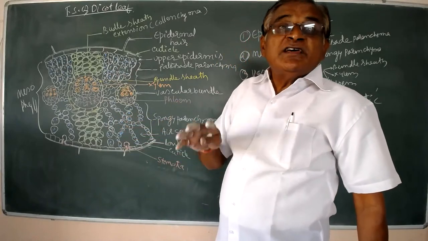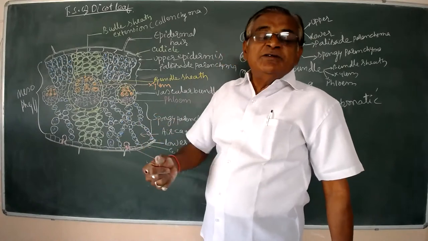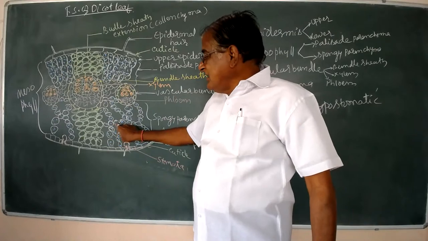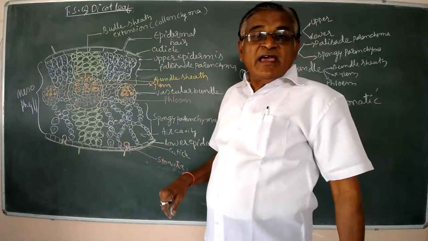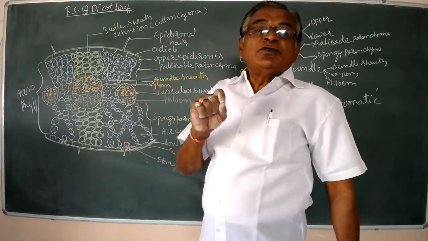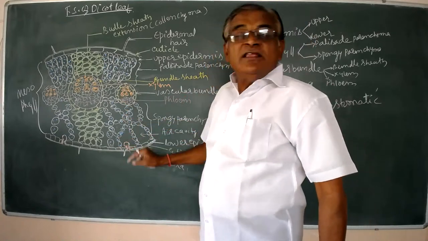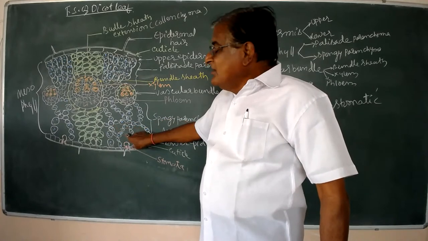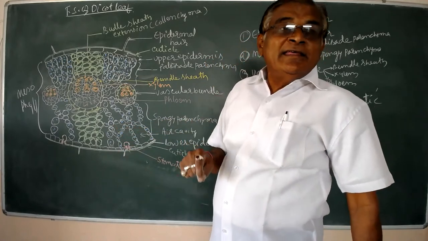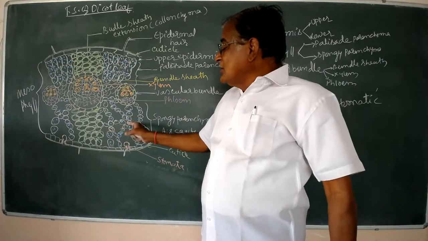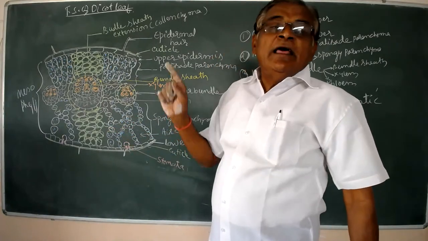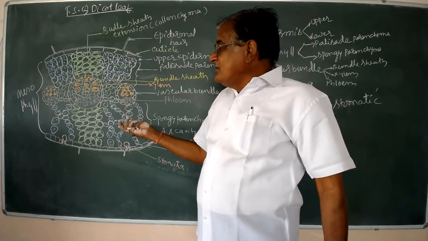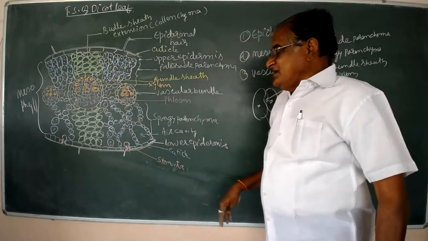It performs three functions. The most important one is transpiration. The accumulated water is retained, and the next one is the exchange of gases. The third one is a little photosynthesis. So it performs all three functions. The air will be in the air cavity, the excess water will be retained, and that will be helpful in transpiration. That will be transpired in the form of vapor. We'll discuss that in physiology.